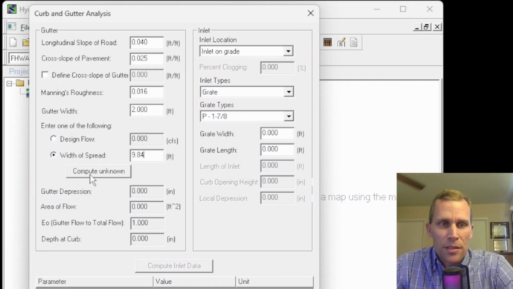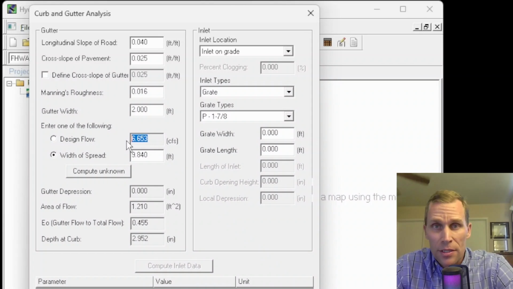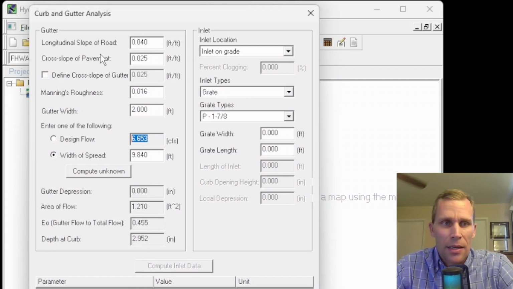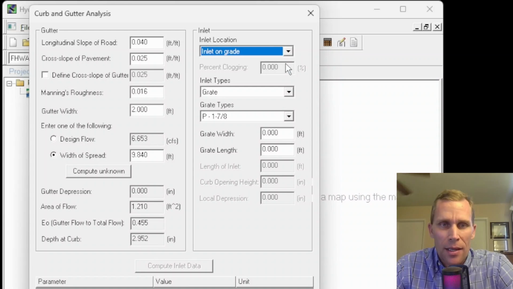And then you can click on compute unknown, and that will give us our flow rate of 6.653 cubic feet per second, and a few other calculated parameters down below. Okay, so that is it for the gutter data. We won't have to change that again. Moving over to the right half of the dialog box, this is the inlet data. Inlet location, it's going to be on grade, not a sag.